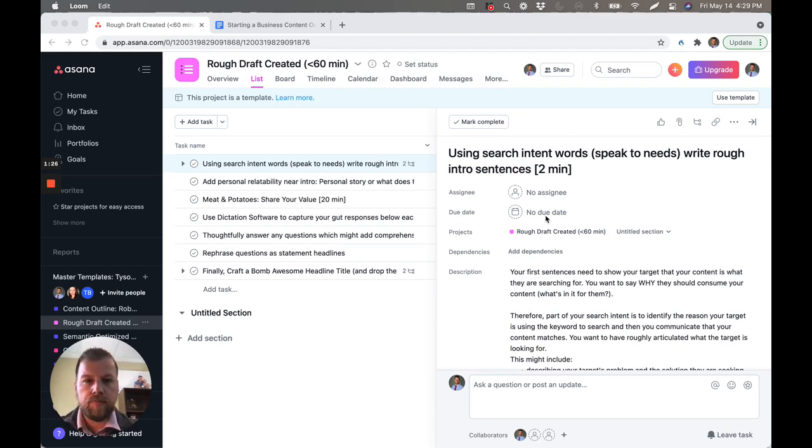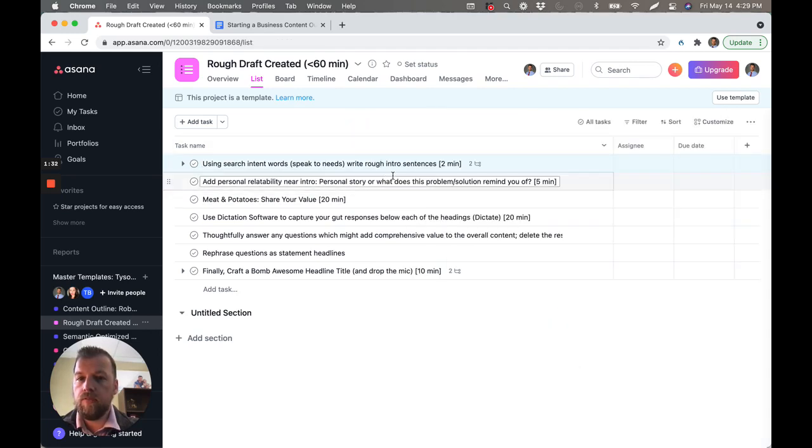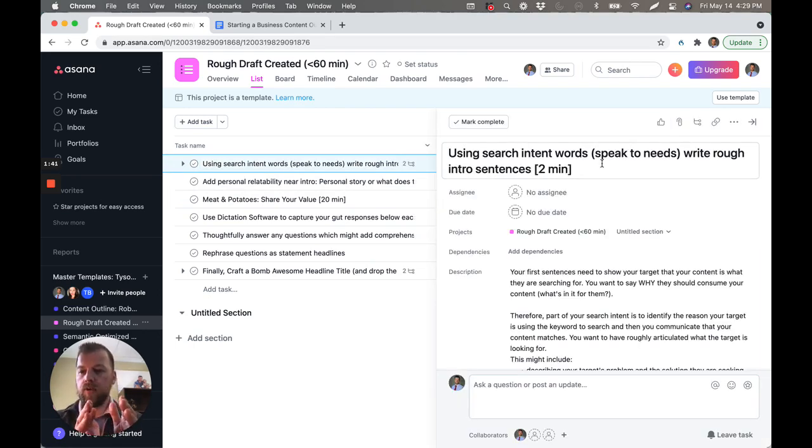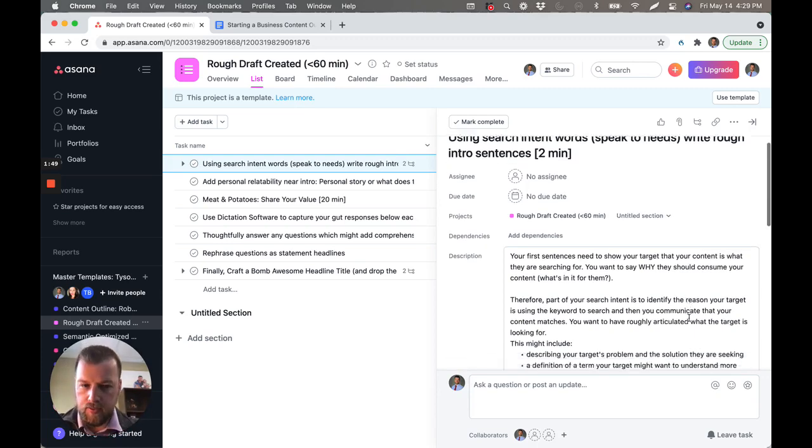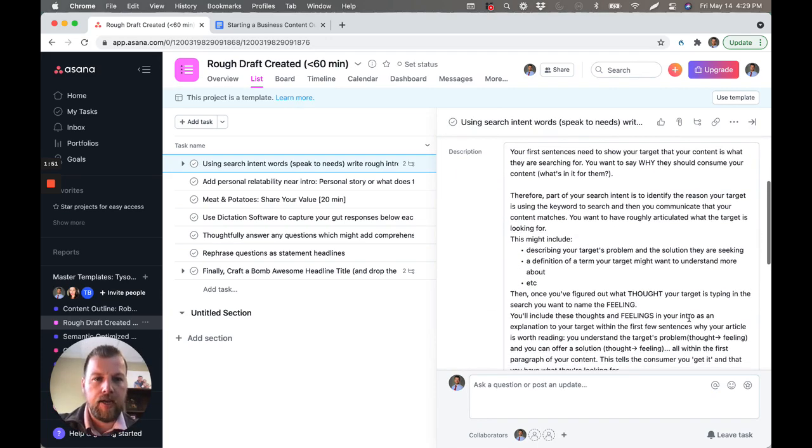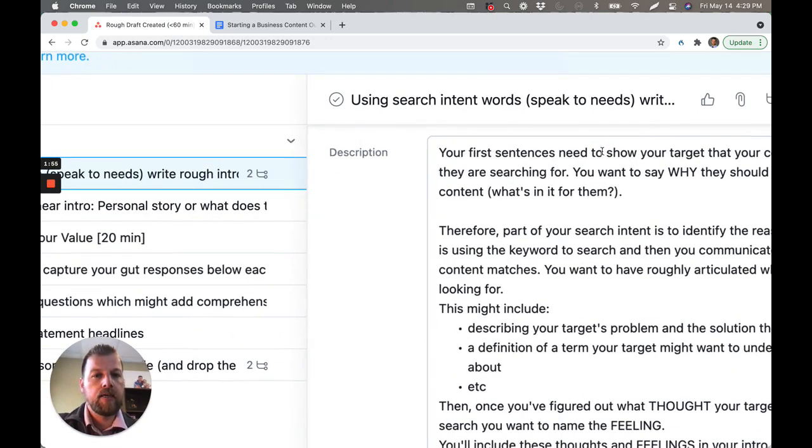this might be helpful. Okay, so first thing here is using search intent words to write a rough intro, a couple of sentences. So you want to speak to their needs. They've searched a keyword in Google, they're looking for something. You want to prove that you are that something that they're looking for within the first one or two or three sentences. So right here I've got first sentences, you want to show your target that your content is what they're looking for.